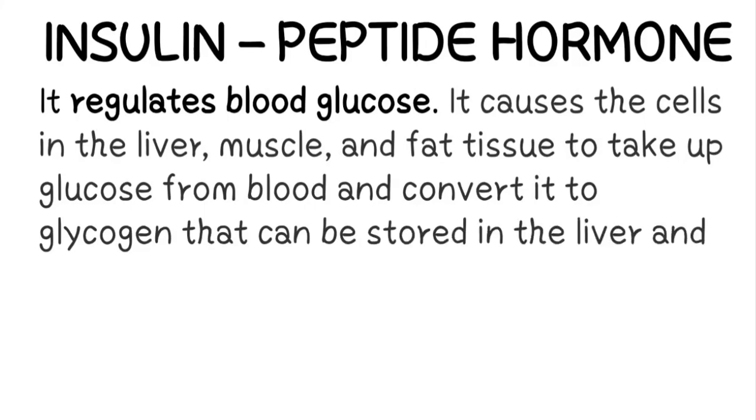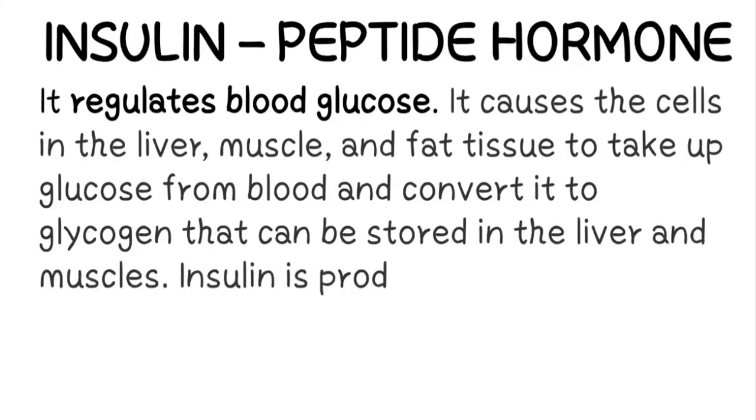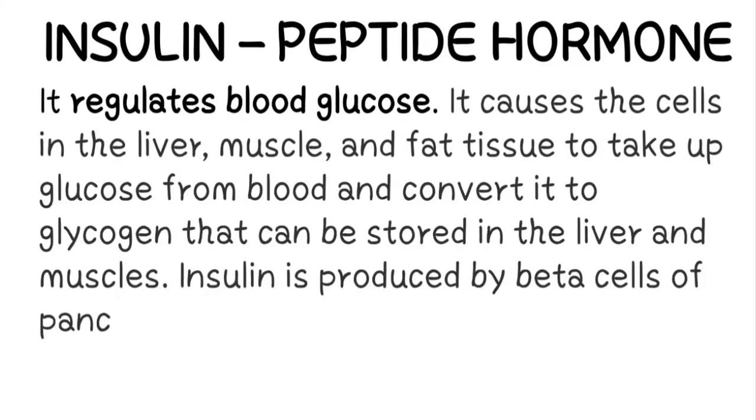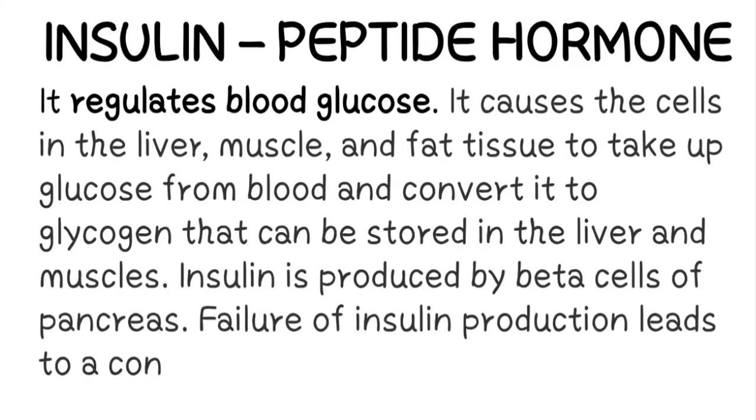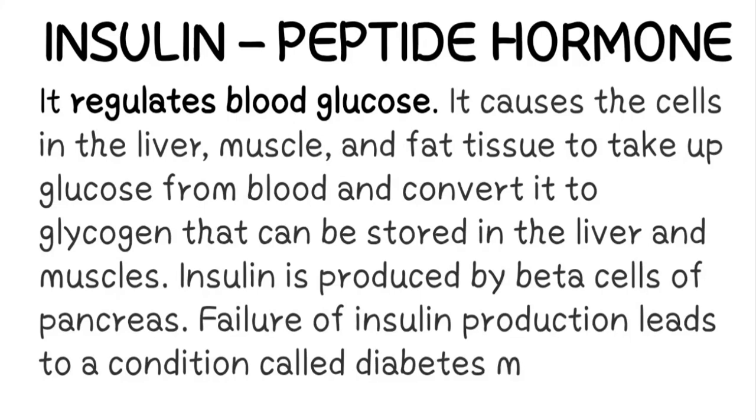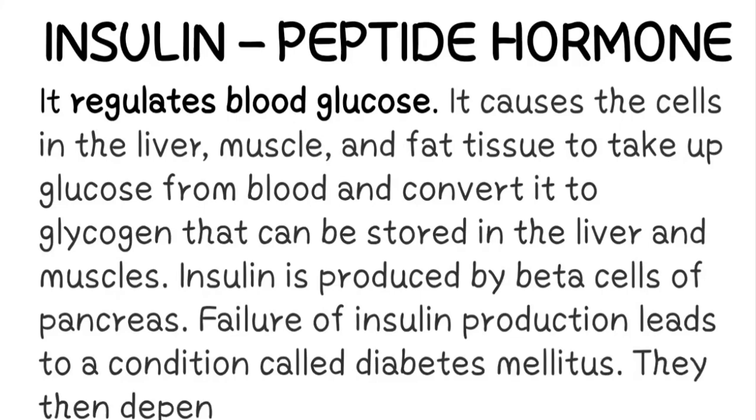It causes the cells in the liver, muscle and fat tissues to take up glucose from blood and convert it to glycogen that can be stored in liver and muscles. It is produced by beta cells of the pancreas. But you might have heard about the disease named diabetes mellitus. It is one of the common diseases we often hear about. Most of us know someone who might have it.